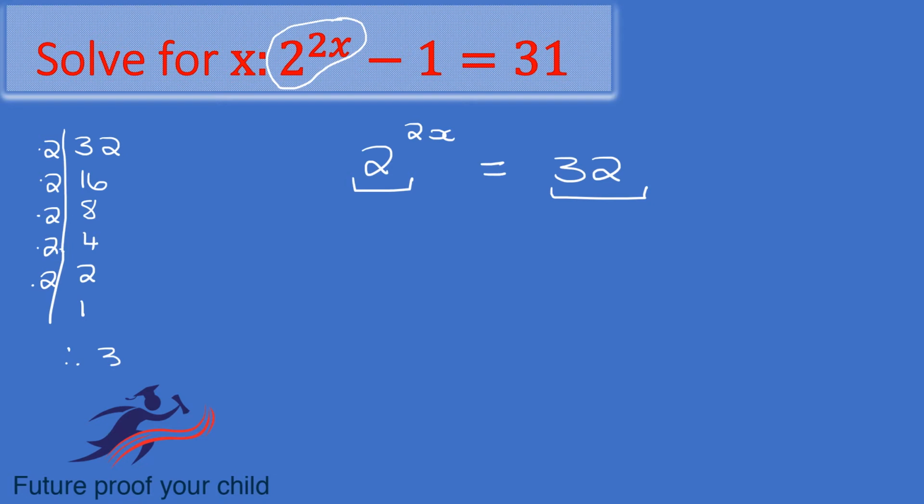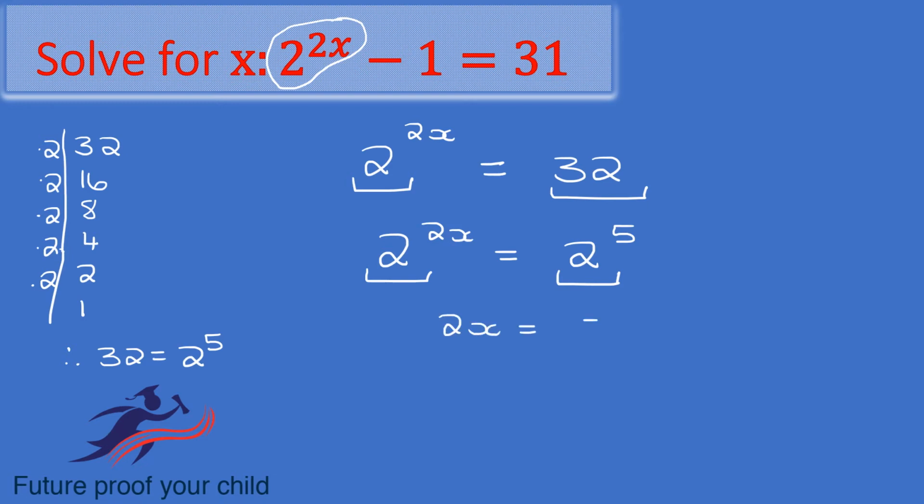So therefore 32 can be written as 2 to the power of 5. So you rewrite it as 2 to the power of 2x equals 2 to the power of 5. And now that your bases are the same, you can drop the bases and set the exponents equal. So therefore 2x equals 5. And then to get x alone, you just divide both sides by 2. 2's cancel, so therefore x equals 5/2.